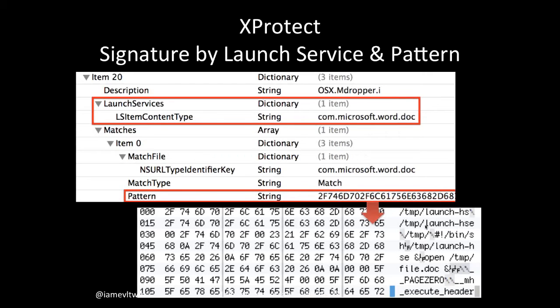So say you have a different variant that has launch-evil. It's not going to catch that because it's not in that pattern. It doesn't use heuristics. So keep an eye out for that.